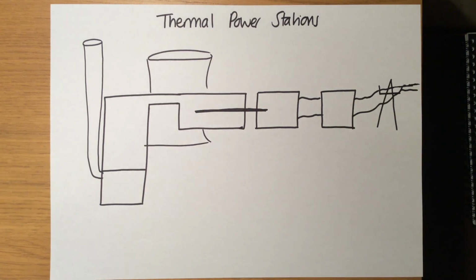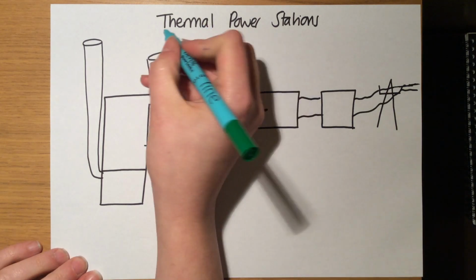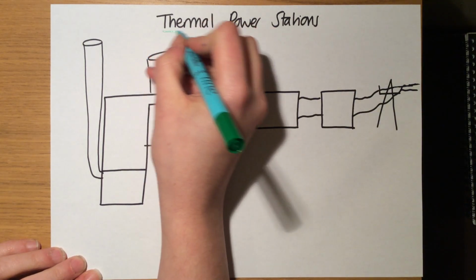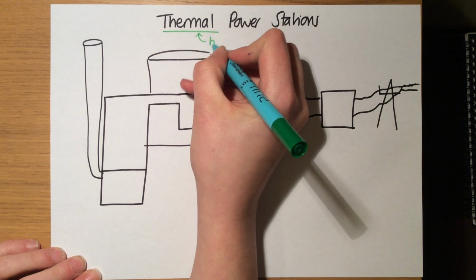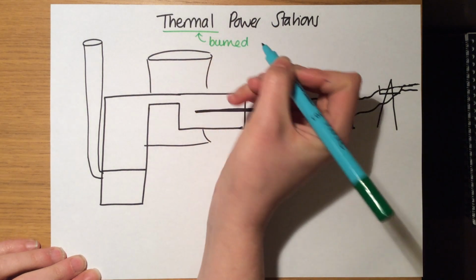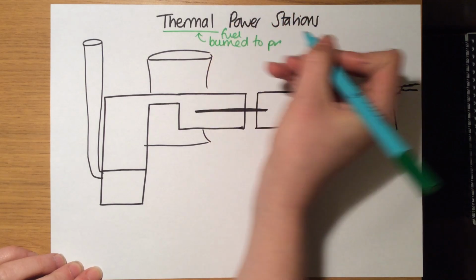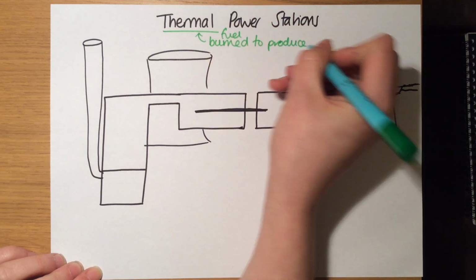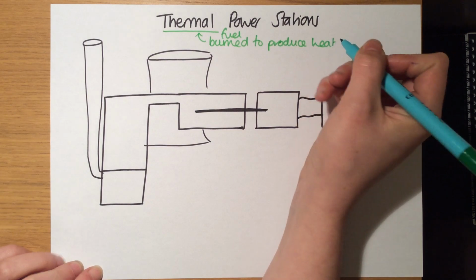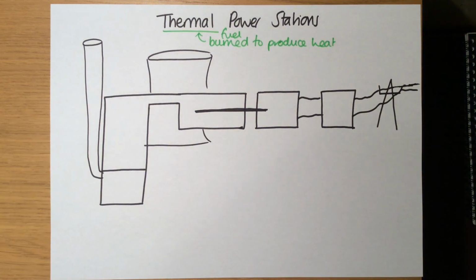So most power stations in the United Kingdom, or the Western world I suppose, or the rest of the world, are thermal power stations. Now thermal just means that something is burned to produce heat. A fuel, I should write, a fuel is burned to produce heat. There are other types of power stations, namely nuclear power stations, where we don't burn a fuel, we use nuclear fuel, which is not exactly the same process. Have a watch of the nuclear power videos to understand that one so much.